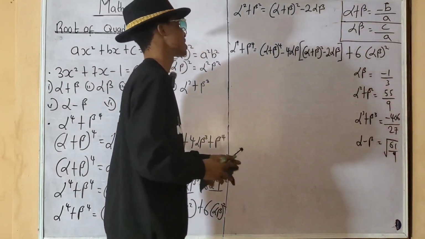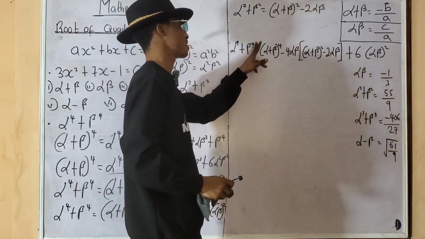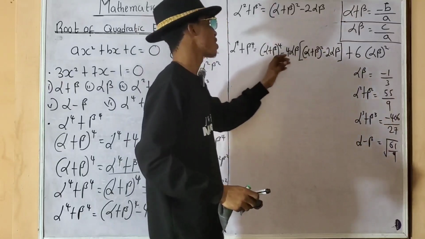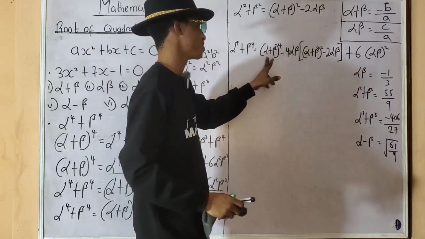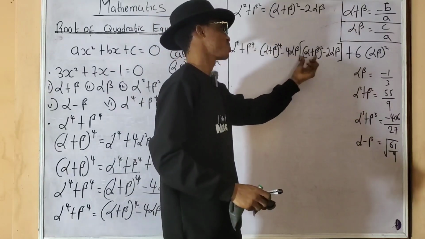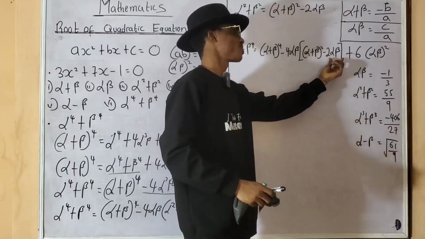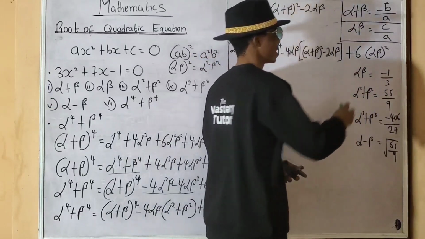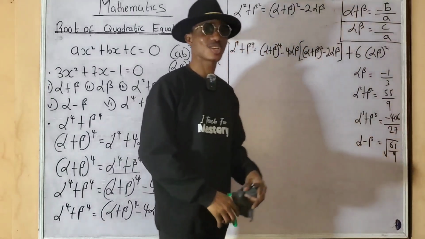So you can see that we've expressed alpha raised to the power of 4 plus beta raised to the power of 4 as this. So now all you have to do is substitute the sum of the roots and substitute the product of the roots. Okay, as you can see here. So that is the solution to that question.